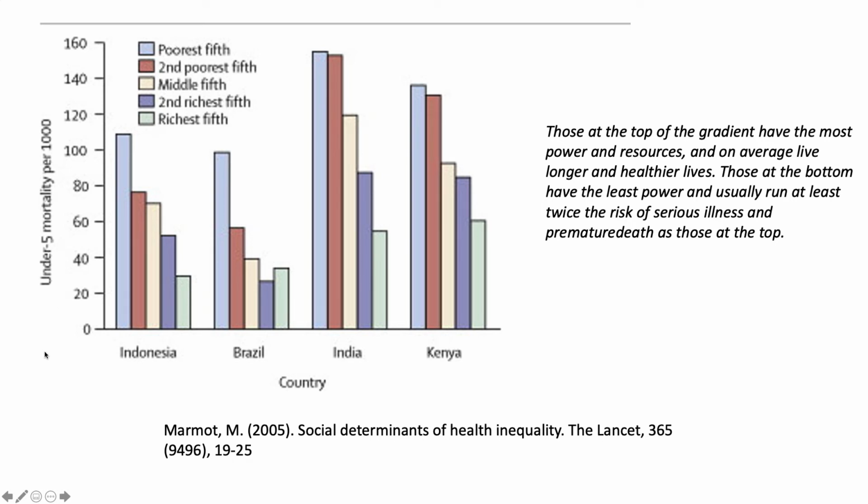Okay, firstly, if your bar is green, you're at the higher, more affluent end of the social gradient. If your bar is blue, you're at the poorer end. What can we say about this data? Well, as you might have observed, child mortality rates vary between countries. They're highest in India and lowest in Brazil. Secondly, child mortality is highest among the poorest households, invariant of what country you're in.